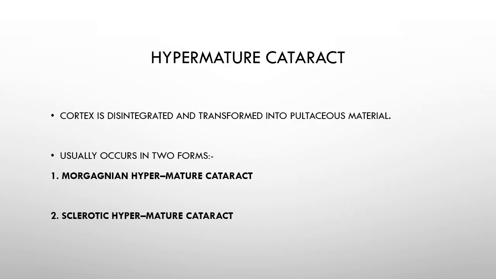When mature cataract is left untreated, it will progress to hypermature cataract, where the cortex is disintegrated and transformed into pultaceous material. It usually occurs in two forms. First is the Morganian hypermature cataract, the second is sclerotic hypermature cataract.